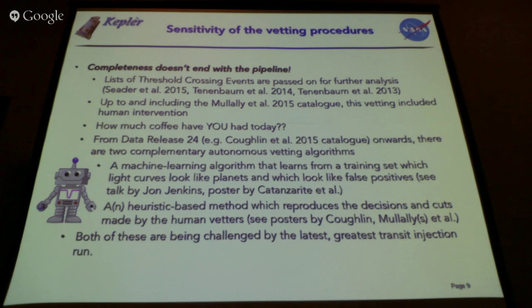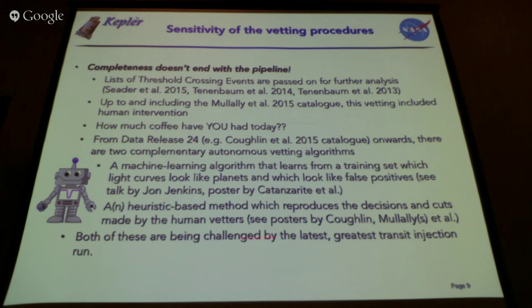And when I was tasked with quantifying the behavior of that, I was not happy. I wasn't looking forward to that problem at all. But the good news is, from this most recent catalog that came out last month, the Coughlin et al. catalog onwards, we've moved to autonomous vetting. So we have two parallel systems by which these lists of potential candidates get classed into planet candidates or false positives. One of them is a machine learning algorithm that learns from a training set. Please go and see Joe Tenenbaum's poster for more about this, and also John's talk tomorrow, he's going to talk about this as well.